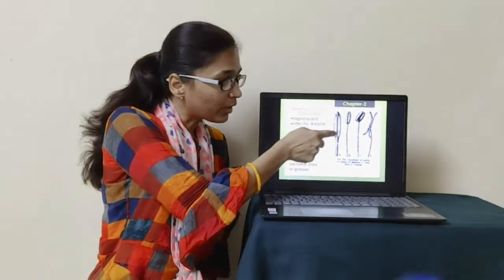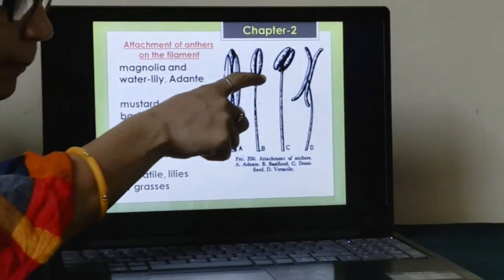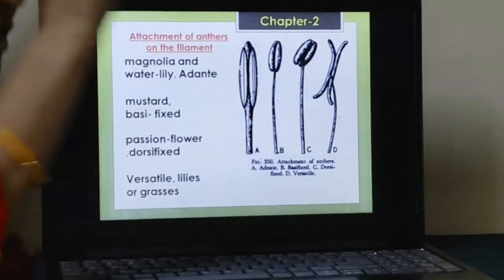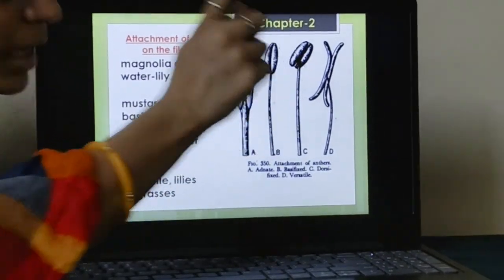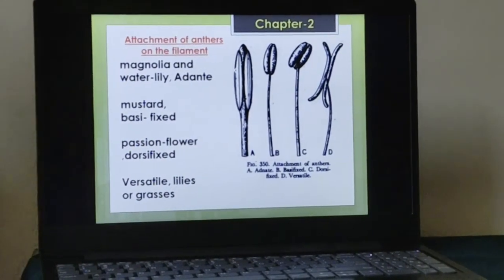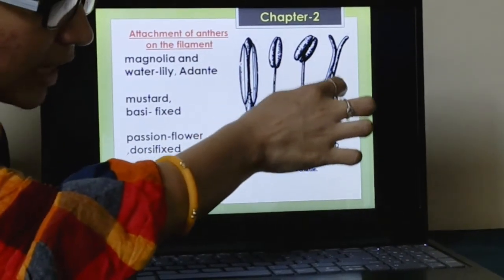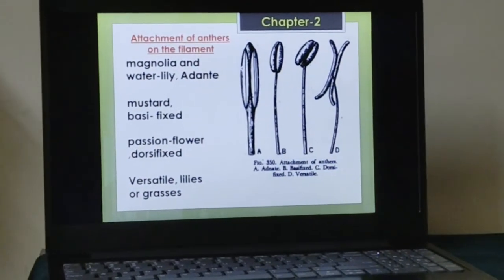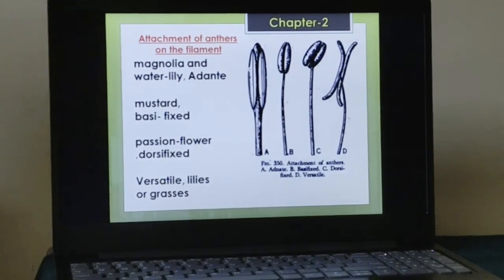So here you can see attached sideways, it is known as adnate. You can see here the basal part is attached, the top part is free, it is known as basifixed. If you can see the dorsal part, it is dorsifixed, and if it is free, attached only from the middle section, it is known as what? Versatile. So these are the different attachments of the anthers with the filament.